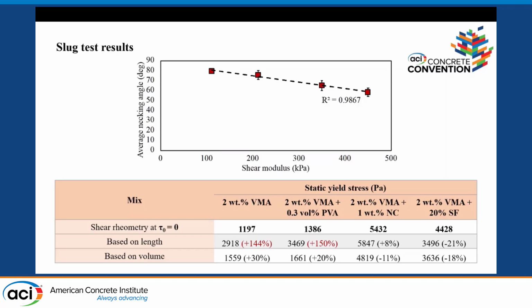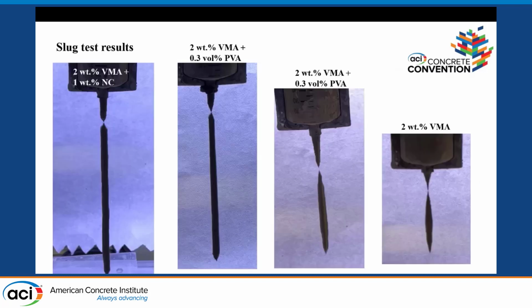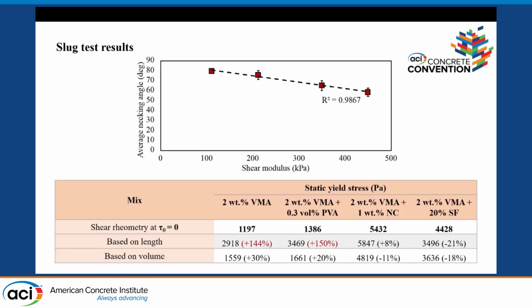The other thing that was interesting is by looking at the length or the volume measurement of the static yield stress, with length I was overestimating both the VMA and the PVA mixtures. But when I looked at volume to account for these oddly shaped slugs, I can actually capture the static yield stress closely enough.